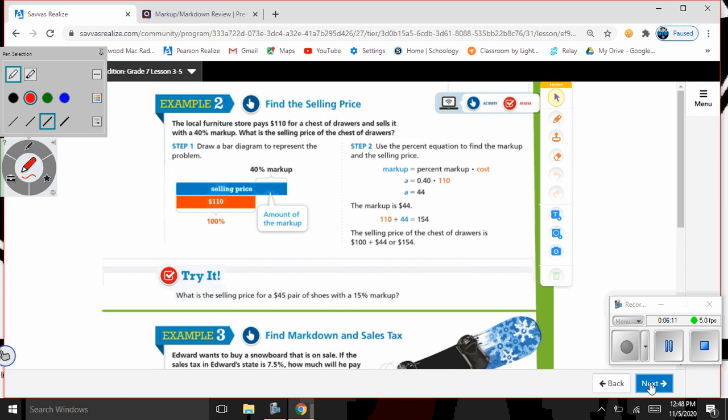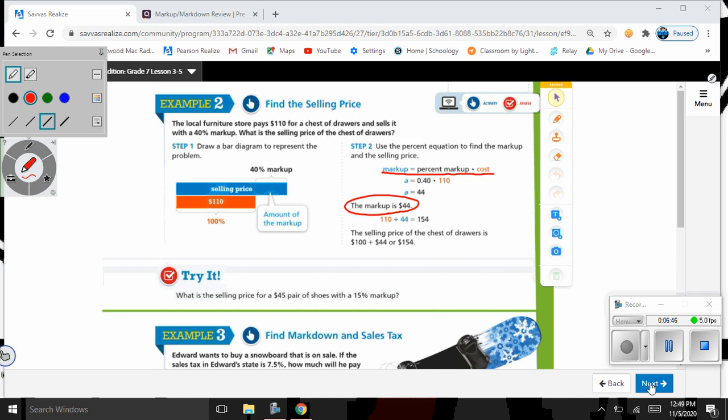And once they buy it, then they're going to turn around and put it on their floor for a 40% markup so that they can make money on the deal. So again, if you take a look at the formula for the equation, you are now plugging in the same things that you are looking for the markup in this situation. The percent markup is 40%, which they're changing to a decimal. Great idea. And then the cost that they paid to get the chest of drawers, which is 110. So if you multiply those together, you get 44. That means the markup is $44.